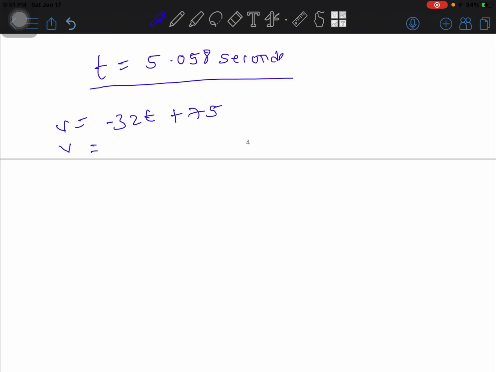my v equal to negative 32t multiplied by 5.058, the time it took for the ball to hit the ground, plus 75. Therefore v equal to, then you take your calculator, negative 32 times 5.058 plus 75, and then you confirm the answer.